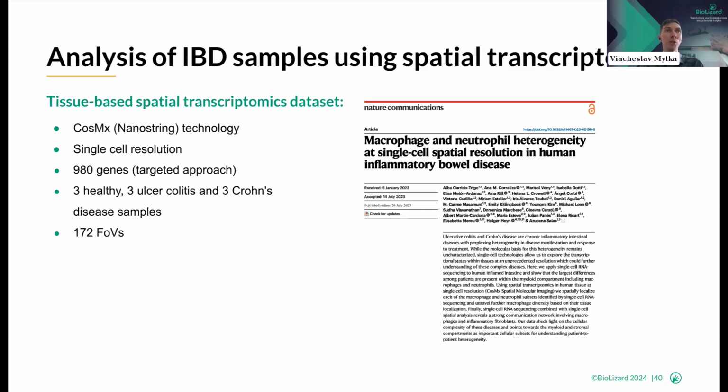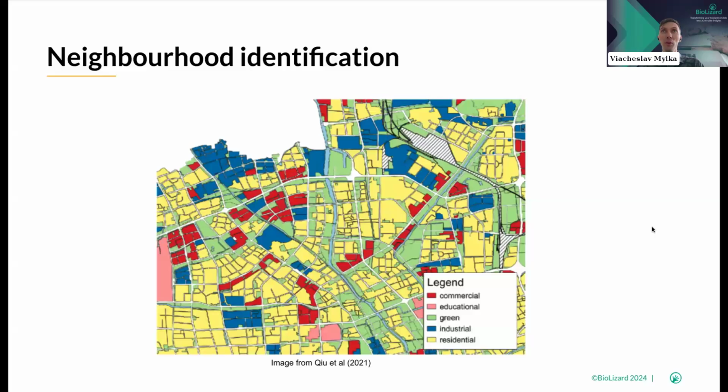So we have different conditions: ulcer, colitis, Crohn's disease, obviously healthy controls. And what adds complexity into the analysis of spatial is the presence of those number of different fields of view from different tissues. So that's of course also taken into account in analysis. So spatial niche or neighborhood identification is kind of a logical first step in analysis.